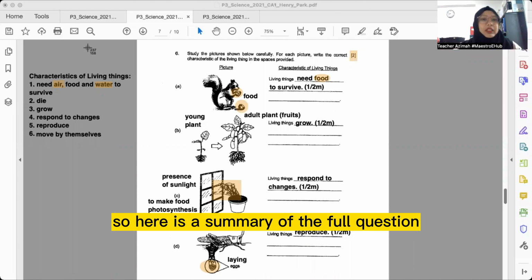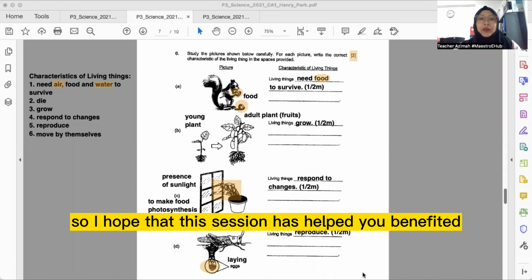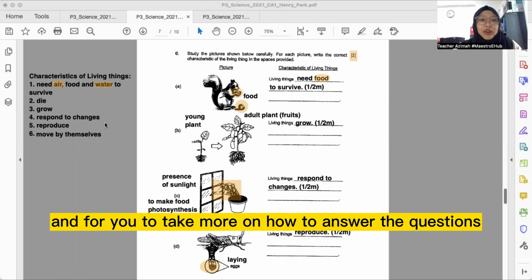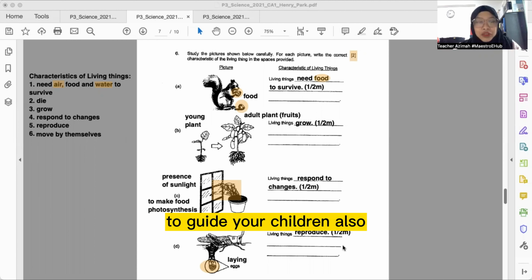Okay. So here is a summary of the full question. So I hope that this session has helped you, benefited, and for you to take note on how to answer the questions to guide your children also to score for their exams.